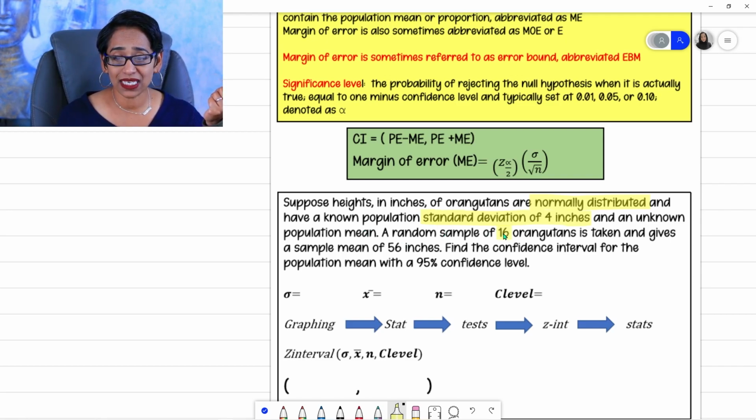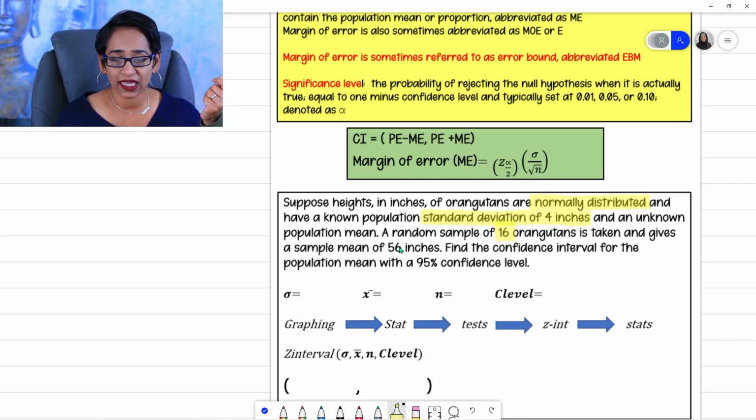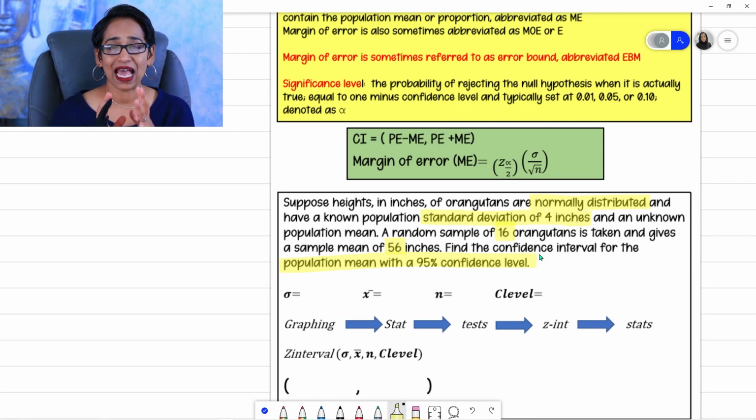So I take a random sample of 16 orangutans, and once I take the sample, I calculate the height of every orangutan and I get the height as 56 inches. Find the confidence interval. So tell me, hey, give me the interval between which the population mean lies within a 95% confidence interval.